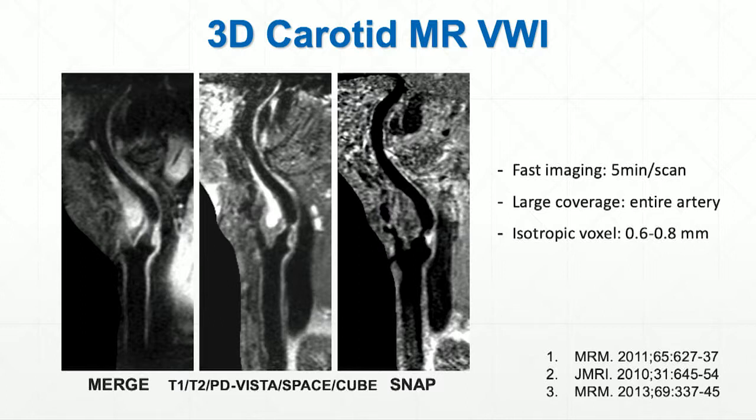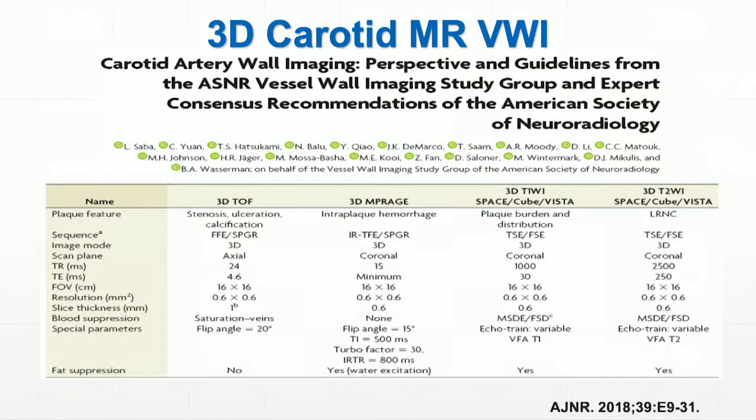What this does is give you very quick coverage, acquisition, and large coverage of the carotid region. And you can get an isotropic voxel of 0.6 to 0.8 millimeters. And in the carotid paper from ASNR, they have also published imaging protocols based on existing products from main manufacturers, of what you can do in terms of 3D vessel imaging.